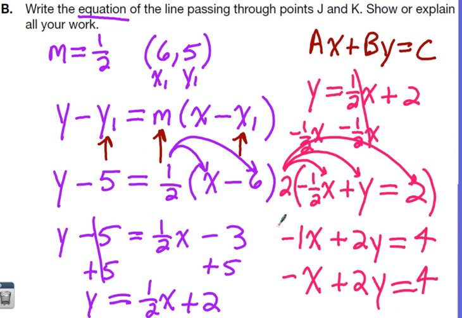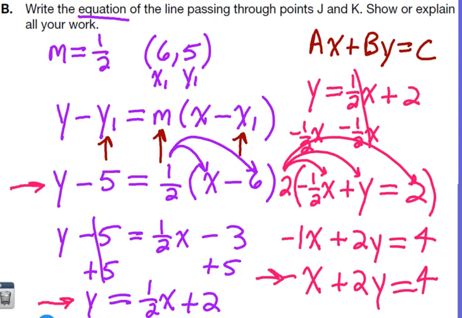But just to summarize this, they wanted an equation. This would have been just fine. This would have been just fine. This is just fine, okay? They're all just fine, but I just wanted to point out if they specifically asked for standard form, or if they specifically asked for slope-intercept form, you know, whatever.